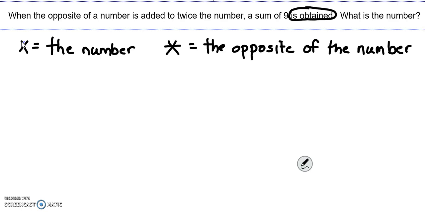What am I going to be doing on one side of my equation? You're going to add to twice the number. Yes, I'm going to add the opposite of a number to twice a number. What's going to go on the other side of my equation? 9. Because the sum that we get is 9. It might have been nicer to say you end up with a 9 as the answer, but the way they worded it, you're going to get 9 as your answer. So now let's try to write our equation.